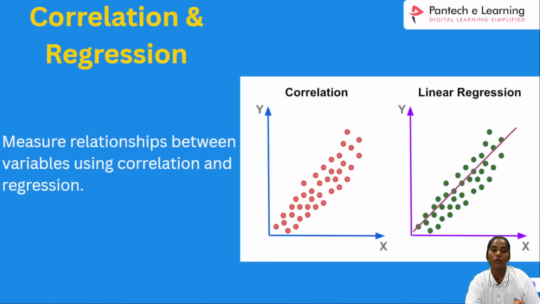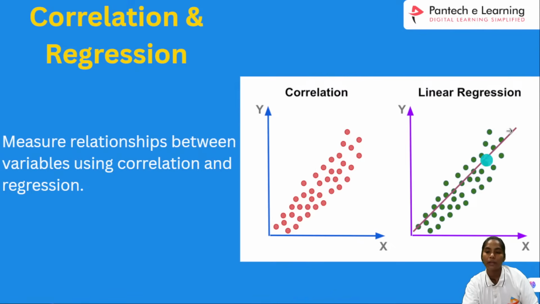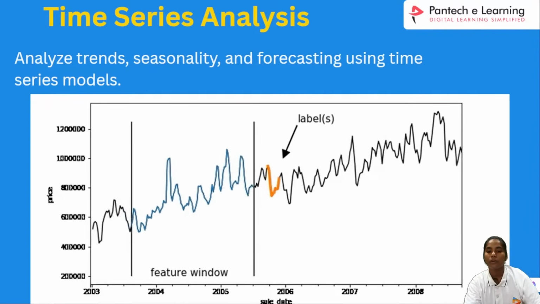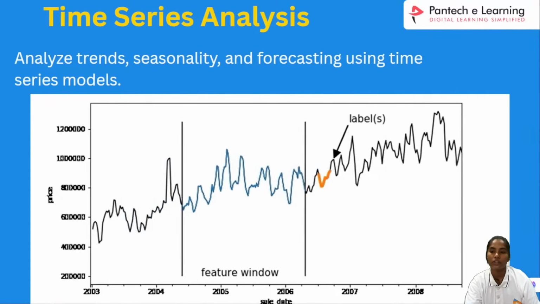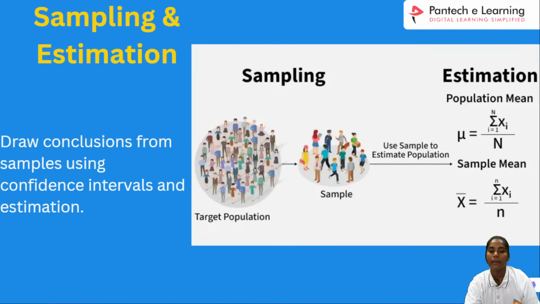Coming to the next one, correlation and regression. Here you can observe the correlation is nothing but like this. Linear regression is based on the linear statement, so it will show the output as yes or no conditions. Coming to the next one, time series, which may be based on trends, seasonality, forecasting, like that. Then the next step is sampling estimation.